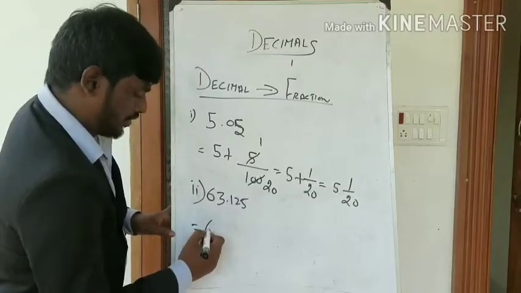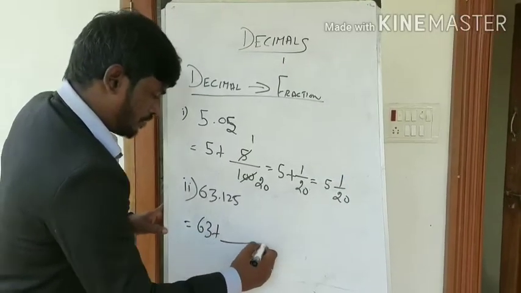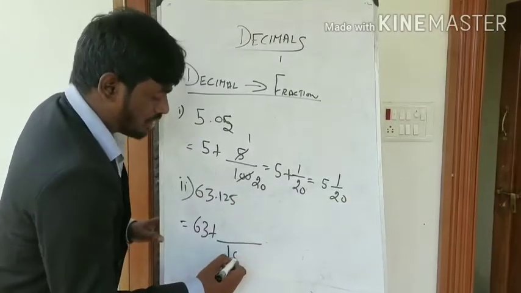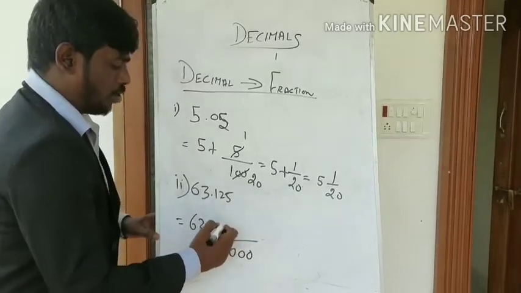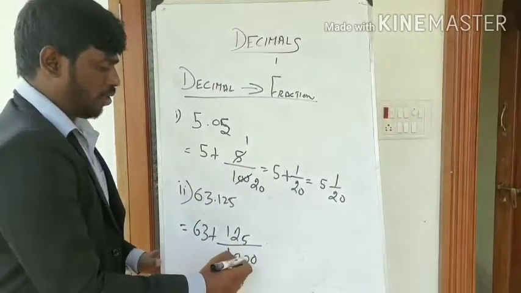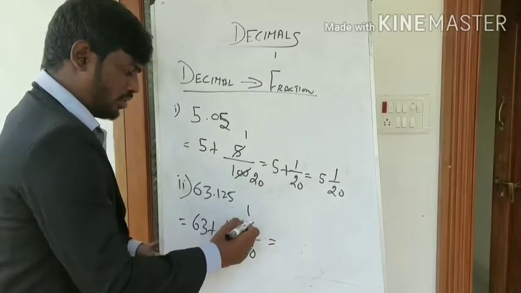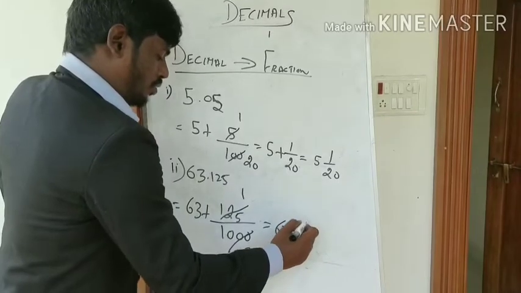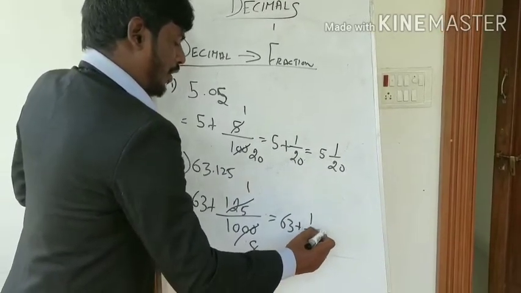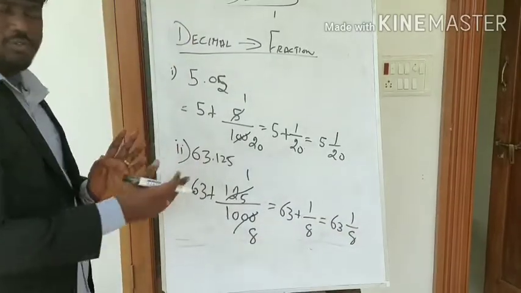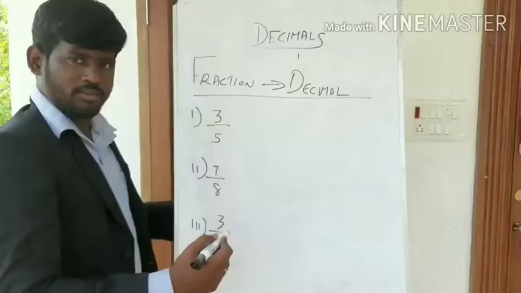63.125. Here 63 plus, how many decimal places are here? 1, 2, 3. So the denominator will be 1000 and the numerator will be 125. When you cancel 125 by 1000, 125 ones are 125, 125 eights are 1000. So 63 plus 1 by 8. I can write it as 63 1 by 8. This is the method of converting decimal to fraction.